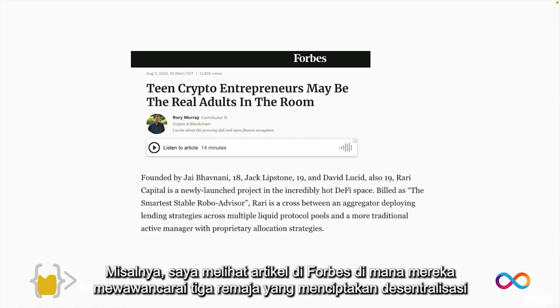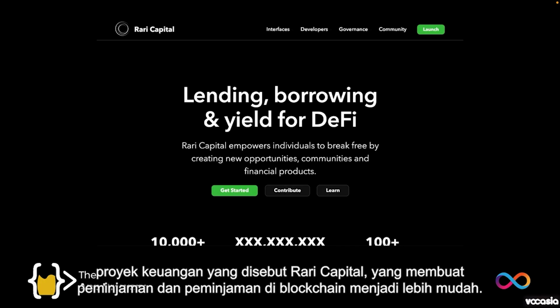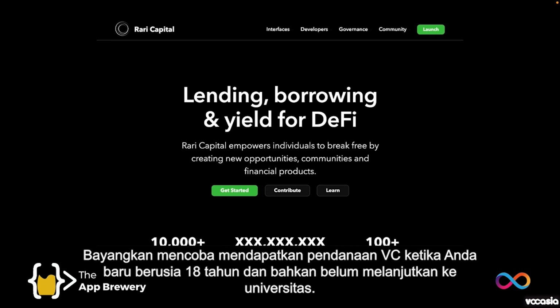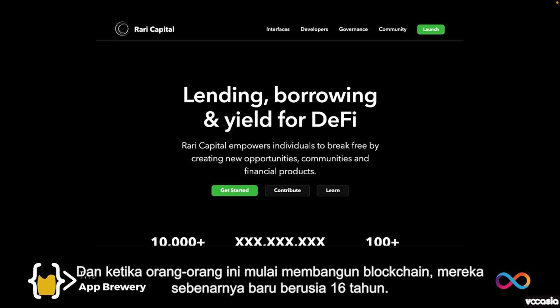And this is a great equalizer because it means it doesn't matter who you are, what race you are, what gender you are, how old you are, you're able to be recognized for what you do rather than who you are. For example, I saw this article in Forbes where they interviewed 3 teenagers who created a decentralized finance project called Rari Capital, which makes lending and borrowing on the blockchain easier. And they're only 18 or 19. Imagine trying to get VC funding when you're only 18 and you haven't even gone to university. And when these guys started out building on the blockchain, they were actually only 16.